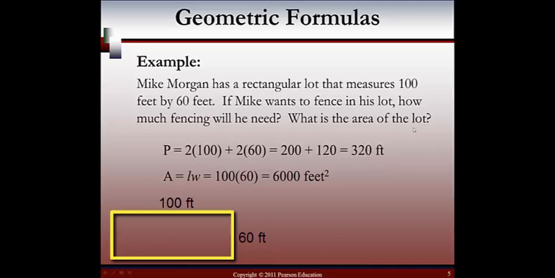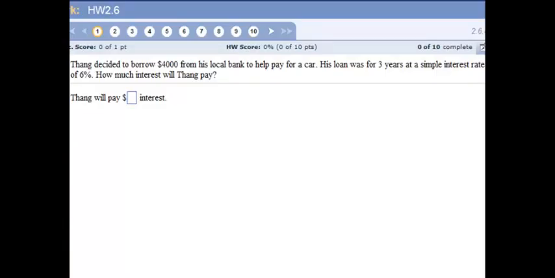Now it says, what is the area of his lot? So area was A equals the length times the width. Length was 100 and the width was 60. We multiply those by each other, and that gives us 6,000 square feet. And it's square feet because, remember, this was 100 feet and this was 60 feet, so feet times feet becomes feet squared.